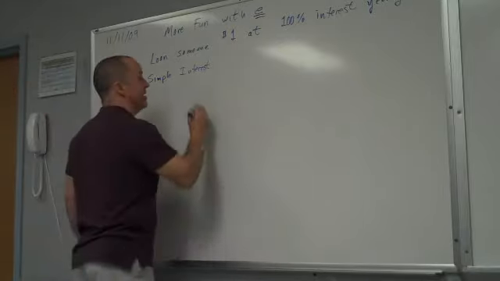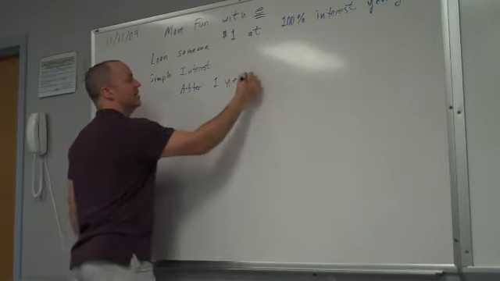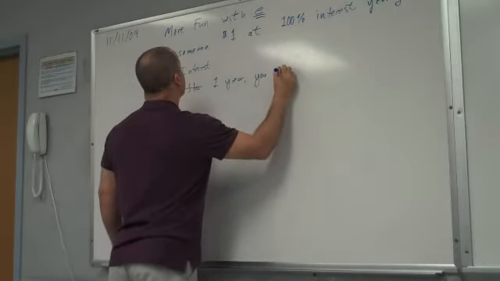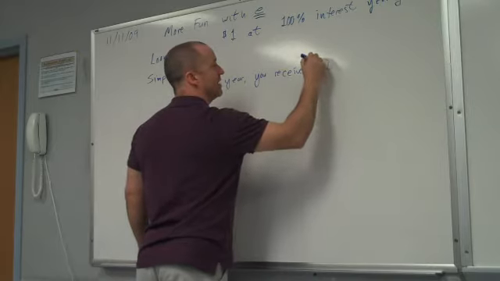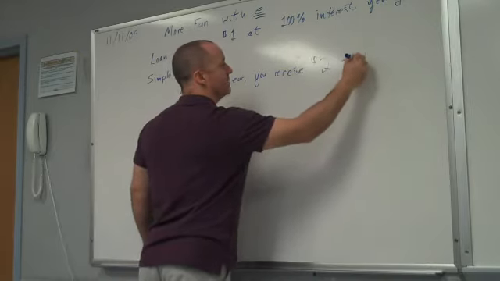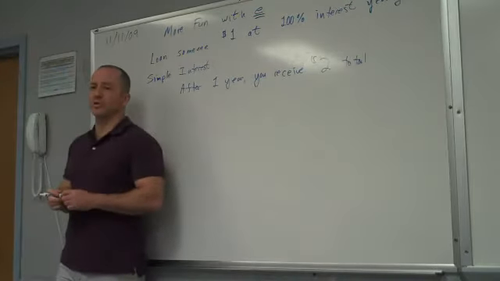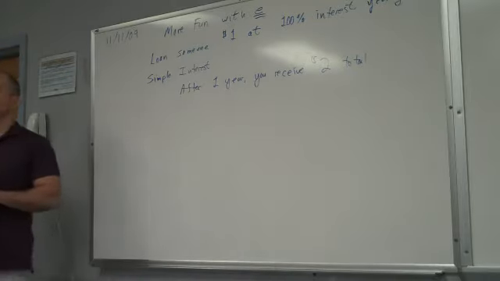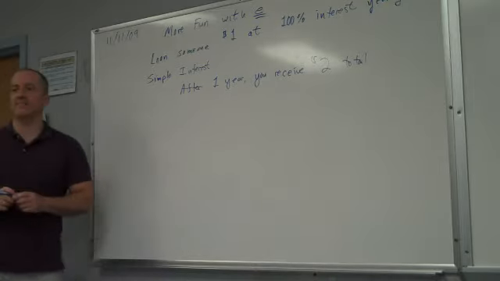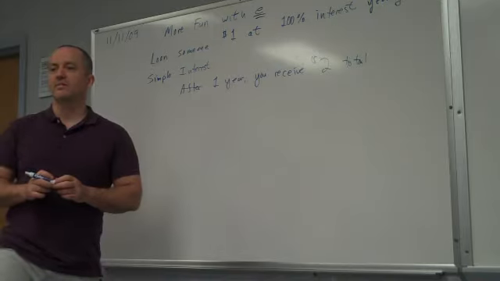Okay. Simple interest would mean after 1 year, you receive $2 total, right? Okay. Who here remembers how compound interest works? How does compound interest work? Is that like every quarter it increases at that amount? By what amount, though? It's like time.